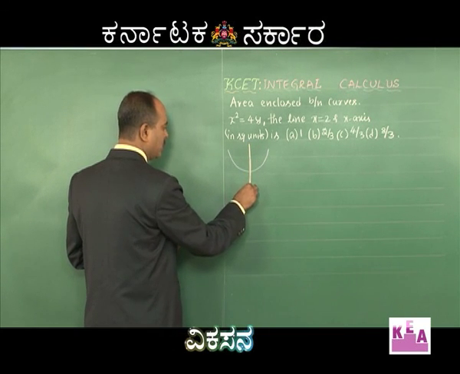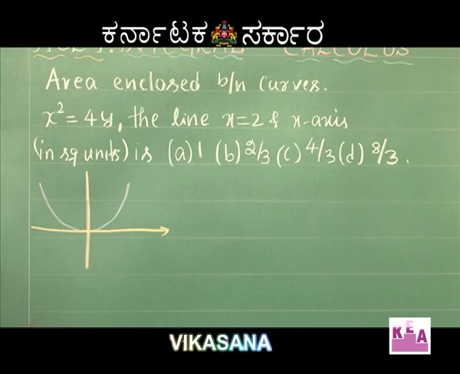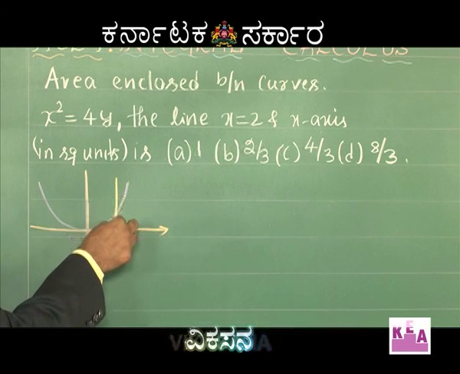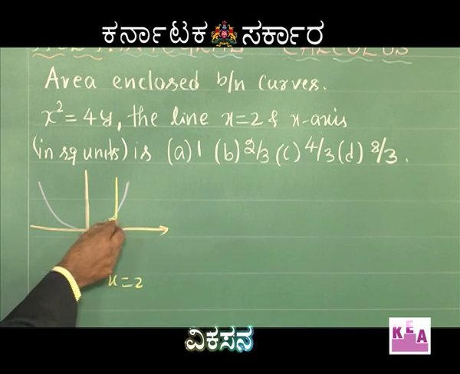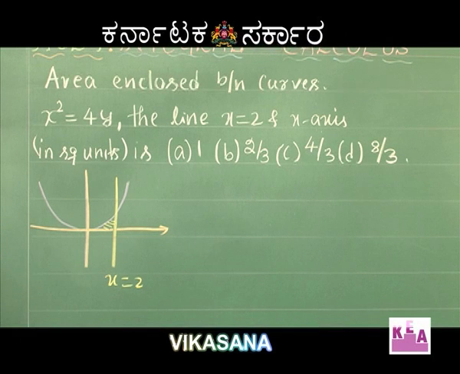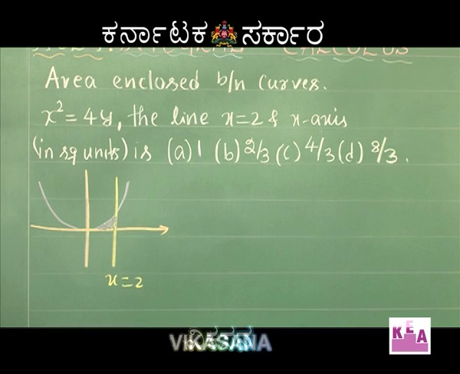This is the y-axis and this is the x-axis. And x is equal to 2 is a line parallel to the y-axis. This line is x is equal to 2. And you are asked to find this particular area. This is the area that we have to find out. The question is how to find this? No doubt we should use integration for this. But let us not use integration and try to solve this problem without using integral calculus.